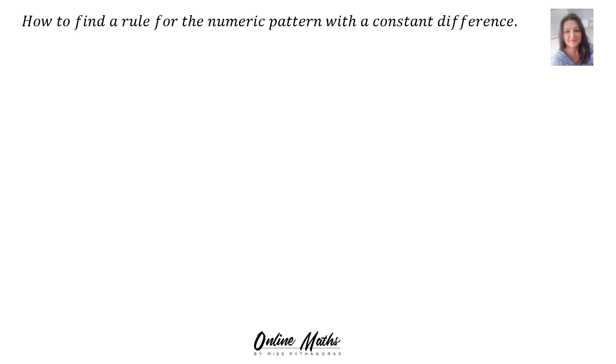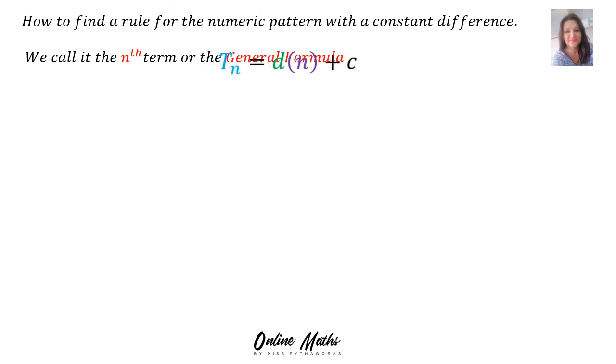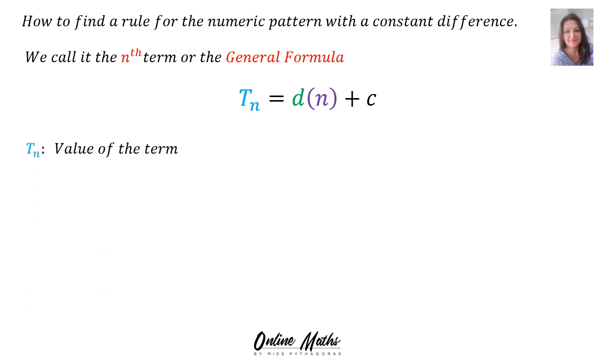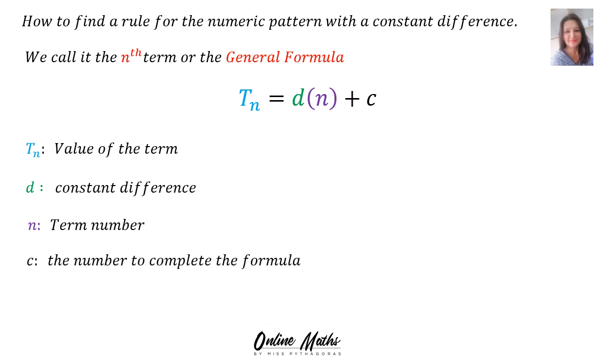Now I'm going to teach you how to find a rule for the numeric pattern with a constant difference. We call it the nth term or the general formula. Now there's a formula for you. Tn is equal to D times n plus C. Tn means the value of the term. D is the constant difference. N is the term number, which term, the fourth term, the seventh term. And C is the number to complete the formula. C will be different for every formula.